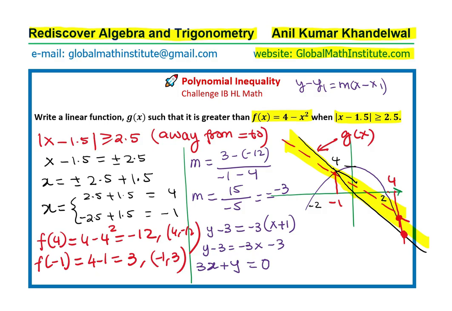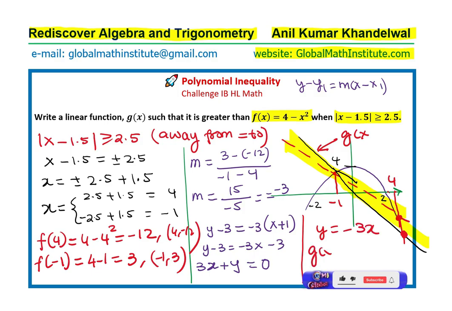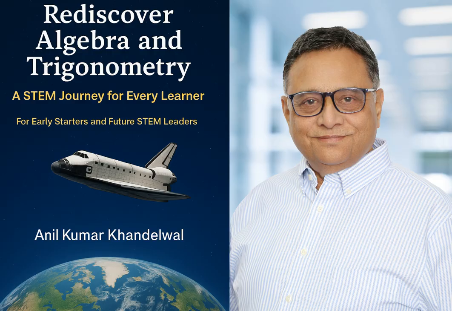Makes sense, right? And so finally, we can write down this in our function notation. So we have y equals minus 3x, or g of x, which is y, equals minus 3x. Makes sense? That becomes the equation which we are looking for. I hope this makes sense.